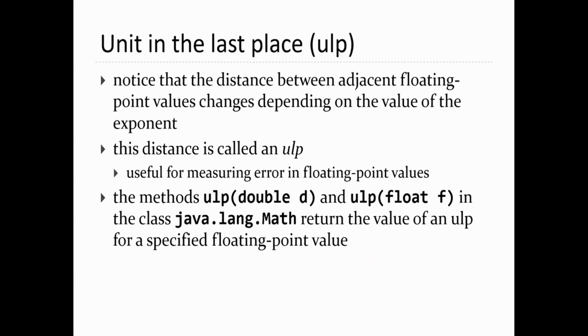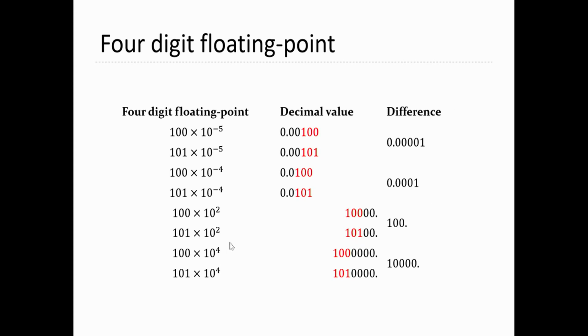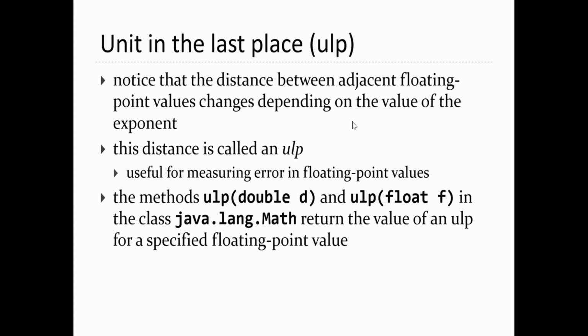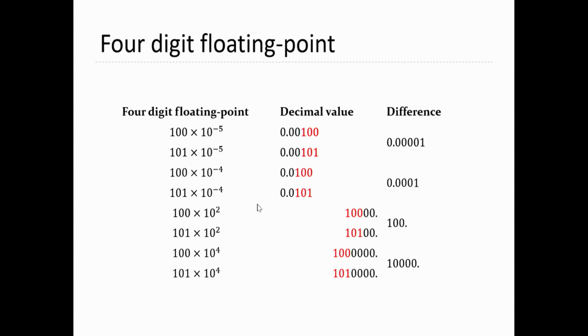So this funny thing over here, this difference that's happening, right? The distance between adjacent floating point values changes depending on the value of the exponent. That distance is called the ULP. ULP stands for unit in the last place. Why is it called that? Because it's the unit in the last place of the number. It's the unit in that third digit there, raised to that exponent.